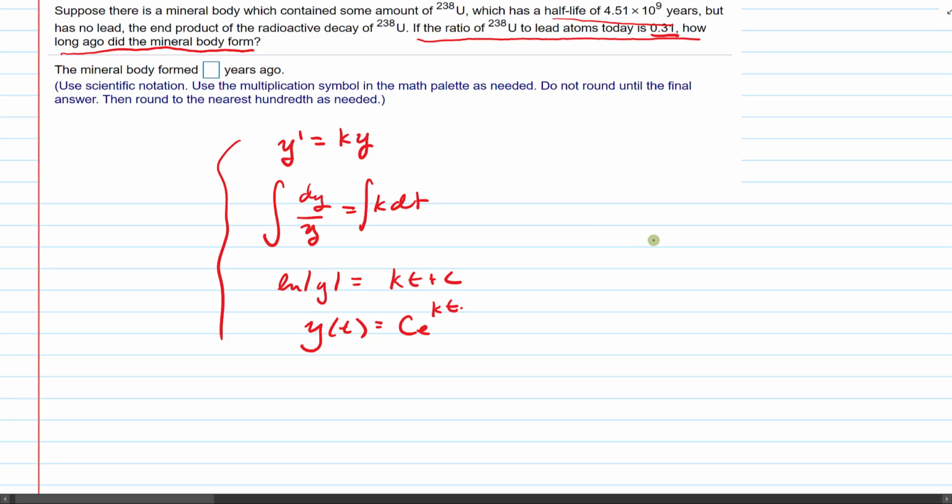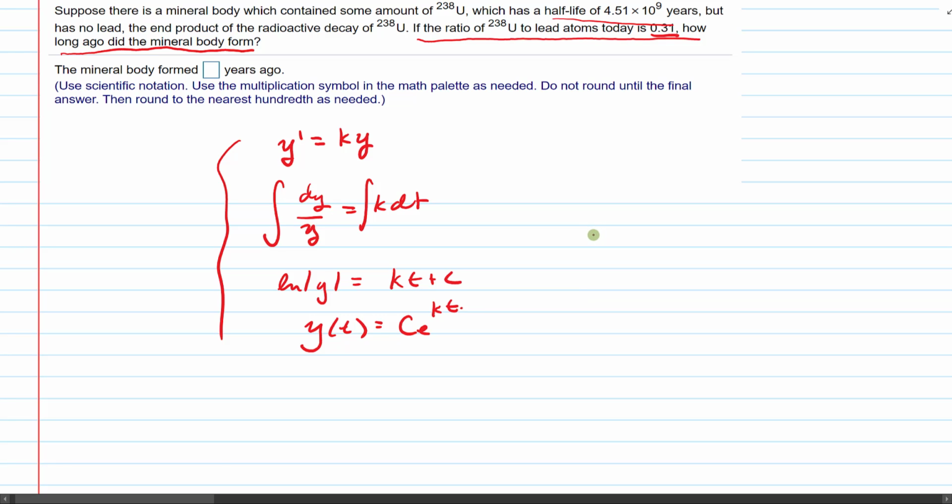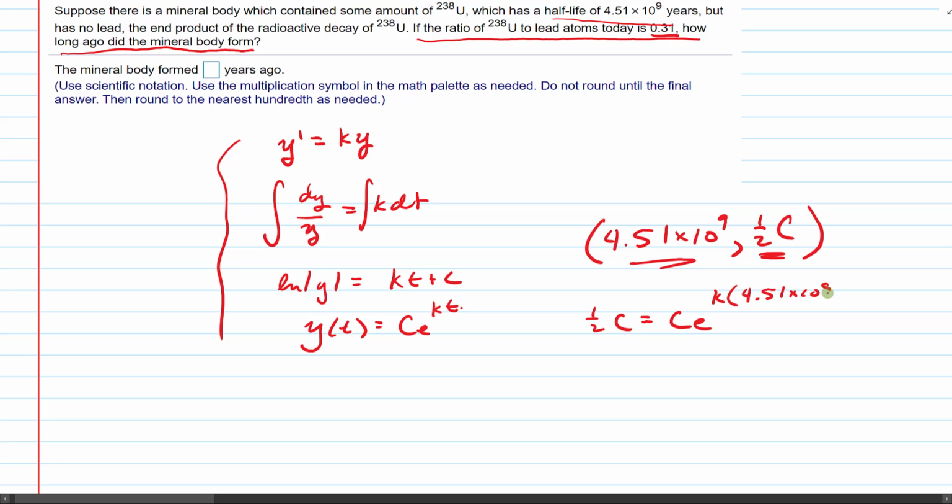So we know that after 4.51 times 10 to the 9th years, we should have half the amount of uranium-238. So one way to do that is to set, we know that we've got this ordered pair here, 4.51 times 10 to the 9th, that's our time value, and we would have half of our original amount, so half of our C naught, or just C. So I'm going to plug this in for y, and I'm going to plug this in for t, and so that gives me 1/2 C is equal to Ce to the k times 4.51 times 10 to the 9th. We still don't know k, that's what we're solving for.